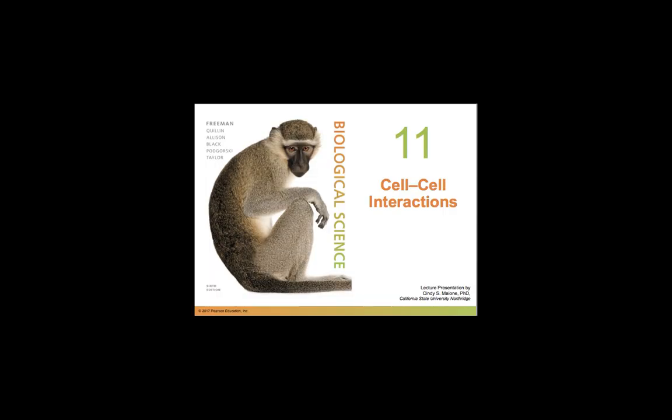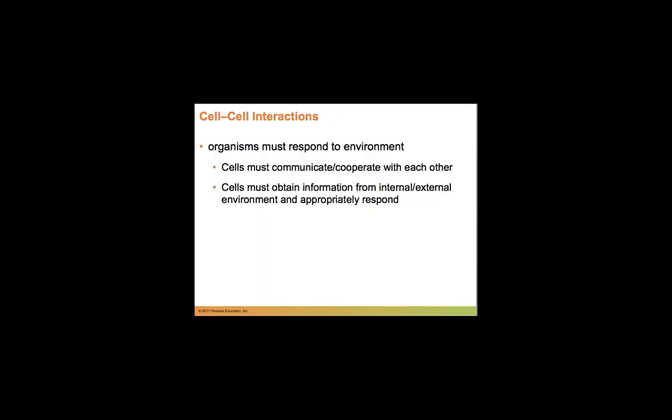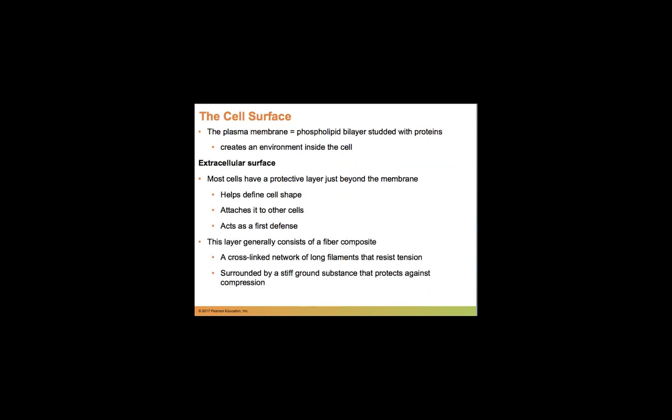Okay, today we're going to be discussing cell-to-cell interactions. Now, every living organism has to respond to their environment, right? If you're a living organism, you have to respond to both internal and external environmental changes. In addition, we have to be able to cooperate and communicate with nearby cells. How are we going to do this? How are we going to interact with other cells? That's going to take place at the level of the cell's surface.